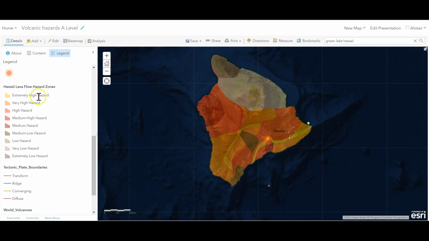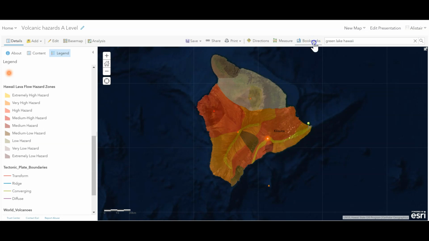So have a look at the key down here to the left, and I wonder, can you describe the pattern here of lava hazards? Pause the video and have a go at describing that. Okay, so what you should have seen is there's definitely a north-south pattern. The north third of the island or so, the hazards are very, very low. And as you move down towards the southern two-thirds, the hazards go up. You'll also see here very much along this linear pattern where you have the extremely high hazards, right? So that one in particular is the one that we're going to be interested in.